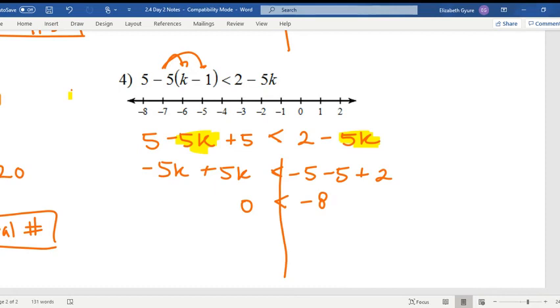Negative 8 is less than 0, actually. Think about a number line. You got 0, and then don't all your negatives go?